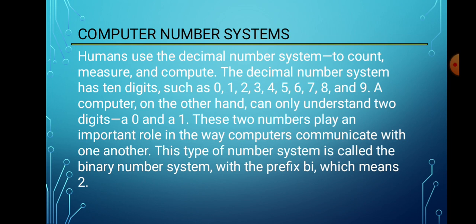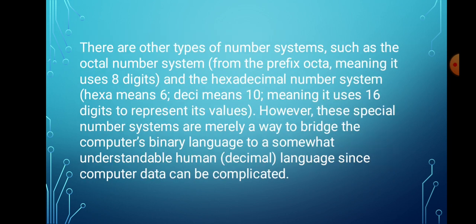Humans use the decimal number system to count, measure, and compute. The decimal number system has 10 digits: 0, 1, 2, 3, 4, 5, 6, 7, 8, and 9. A computer, on the other hand, can only understand 2 digits, 0 and 1. These two numbers play an important role in the way computers communicate with one another. This type of number system is called the binary number system, with the prefix bi meaning 2.